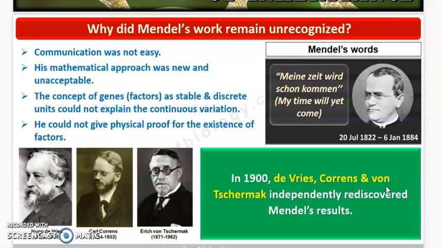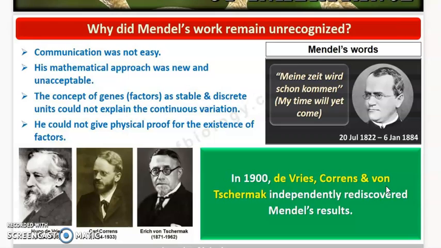Secondly, his concept of gene, which he called factors, as stable and discrete units that controlled the expression of traits, and of the pair of alleles which do not blend with each other, was not accepted by his contemporaries as an explanation for the apparently continuous variation seen in nature. So the second reason was his concept of the gene as a stable and discrete unit that controlled the expression of traits, with pairs of alleles that did not blend.